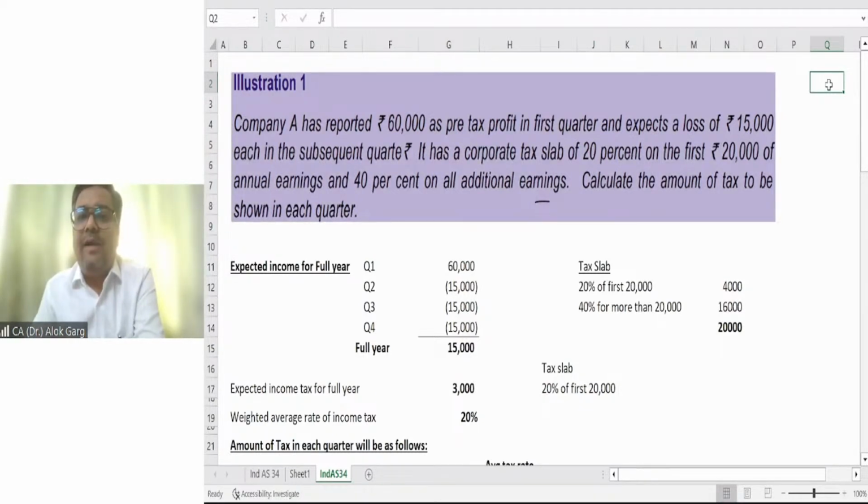It has a corporate tax slab of 20% on the first 20,000 of annual earning. So what happened? The company has a tax slab. And what is the corporate tax slab? 20% tax is going to be paid on the first 20,000 rupees, and on the remaining amount, 40% tax is required to be paid, right? So this is the slab on the basis of which tax needs to be calculated. Calculate the amount of tax to be shown in each quarter.